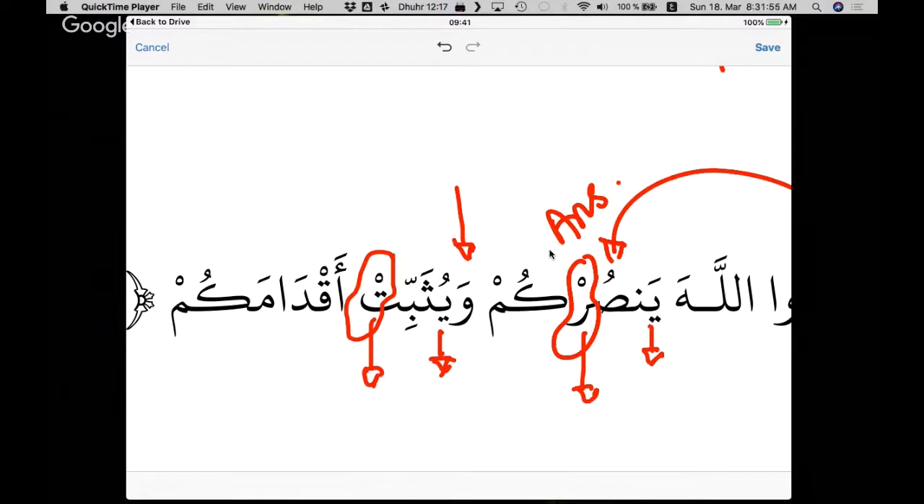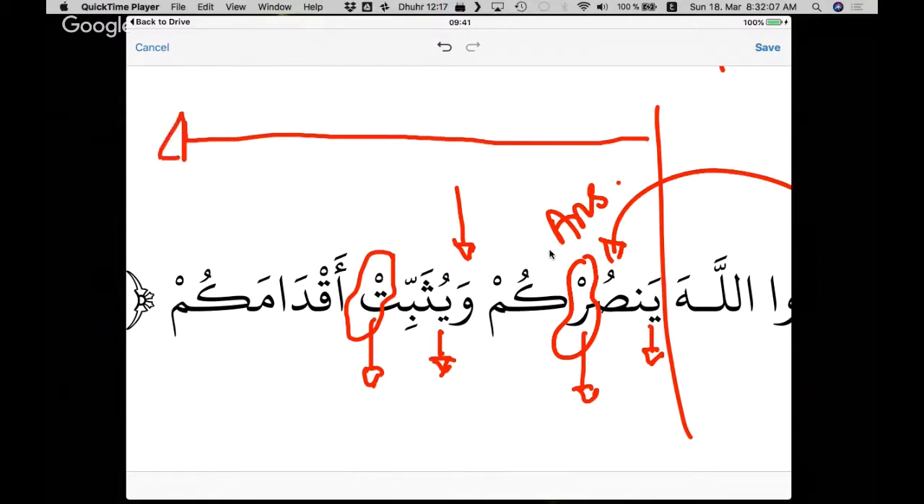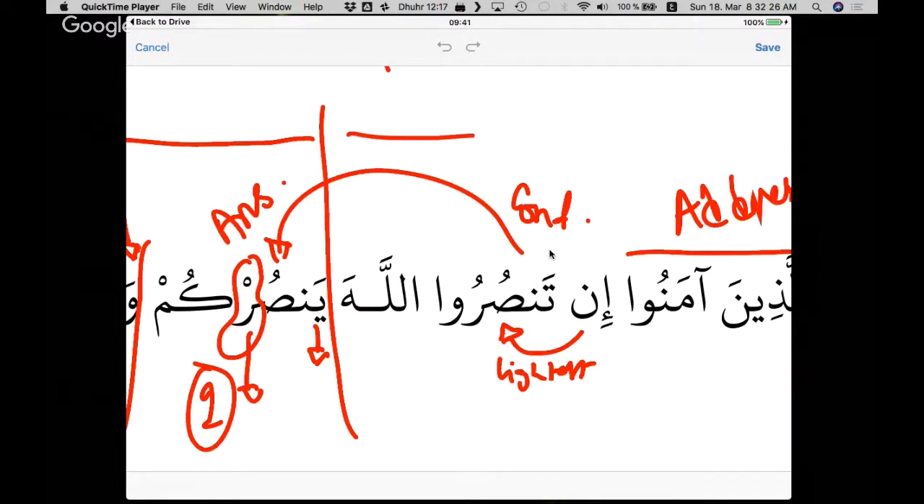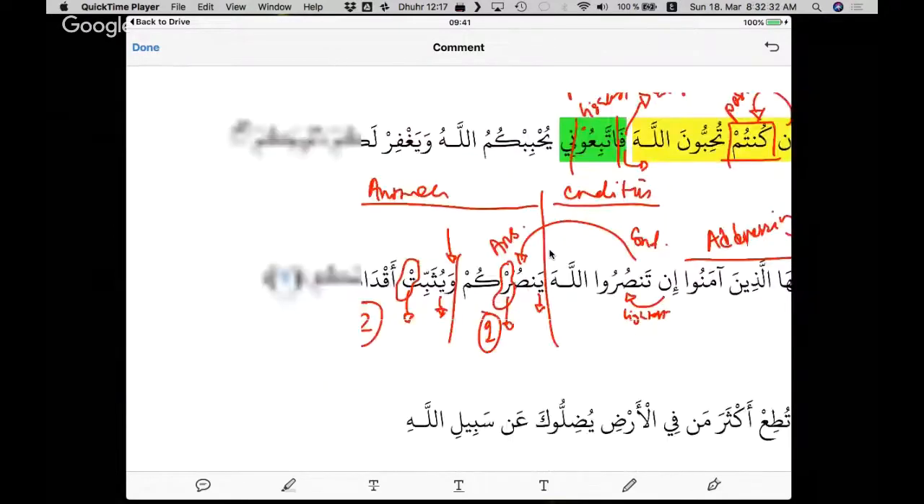Why is it lightest? Because it is a continuation of this answer to the condition. So the answer to the condition starts here and goes all the way here, consisting of two jumla fi'liyas. This is jumla fi'liya 1 up to this point, and jumla fi'liya 2 starting from this point. Okay, this is answer, and this is condition. Okay? In tansurullaha yansurkum wa yusabbith aqdamakum.